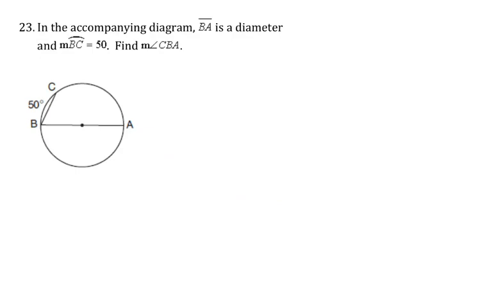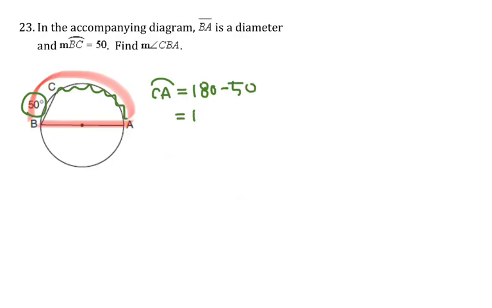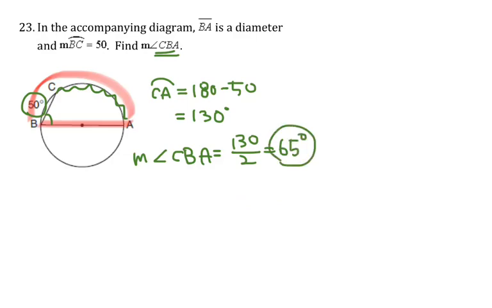Here, once again, BA is the diameter. That makes the upper portion right here equal to 180. But since this is 50, what do you realize about arc CA? It would be 180 minus 50, which becomes 130. But what we're looking for is angle CBA. So CBA has to be half of the intercepted arc, so the measure of angle CBA is equal to 130 divided by 2, which is equal to 65. So 65 becomes our answer.